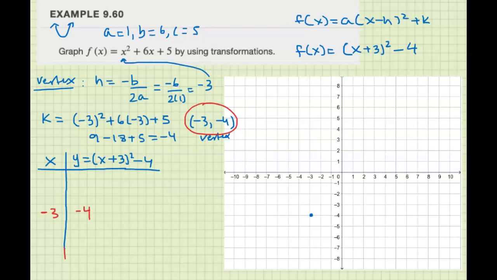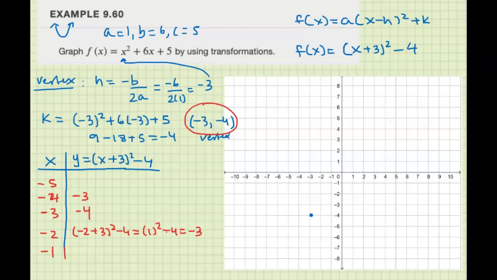That's the middle value. Then you're going to pick two values that are bigger, negative 2 and negative 1, and two values that are smaller, negative 4 and negative 5. So plug in the two bigger values. We have negative 2 plus 3 squared minus 4. This is 1 squared minus 4, which gives me negative 3. Because the parabola is symmetric, if you go 1 unit more and 1 unit less, you should get the same value. So this is also negative 3 without having to plug it in.